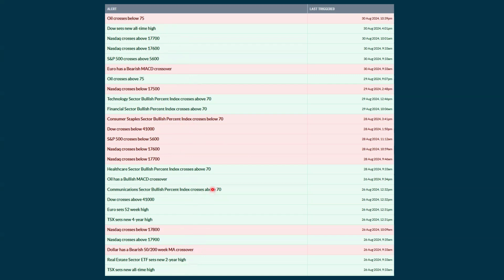This gives us more of just a color representation. Are we looking more positive? Are we looking more negative? Because these alerts not only look at the S&P, they look at the Dow, the NASDAQ 100, they look at other indexes. They even include the TSX, which is Canada. So we can get an idea of the general atmosphere of the market by looking at the color here.